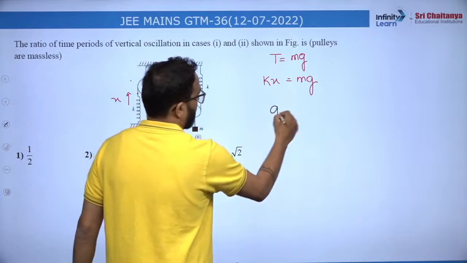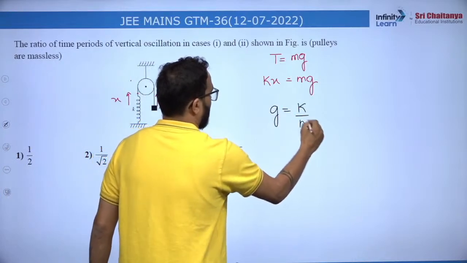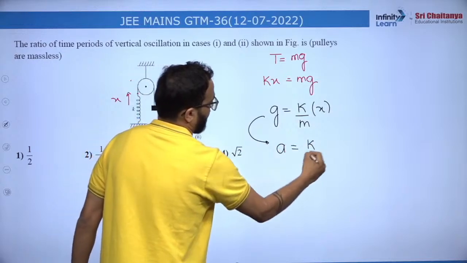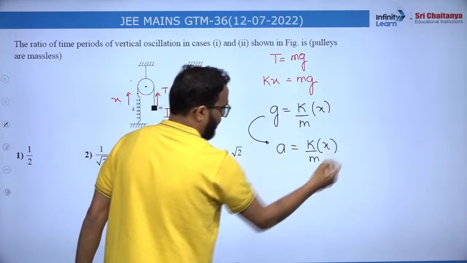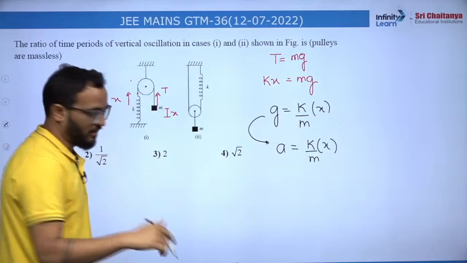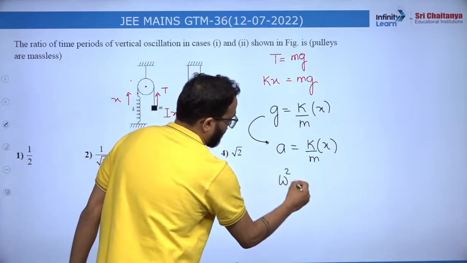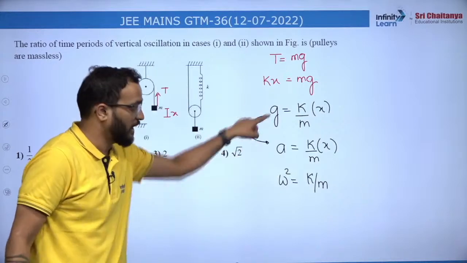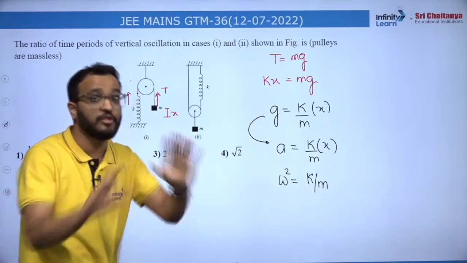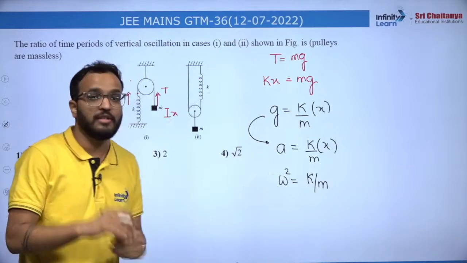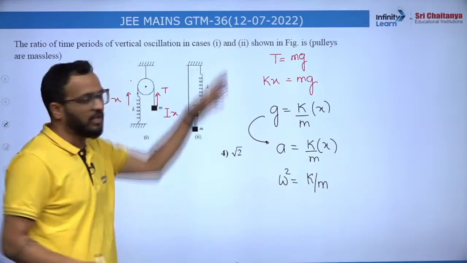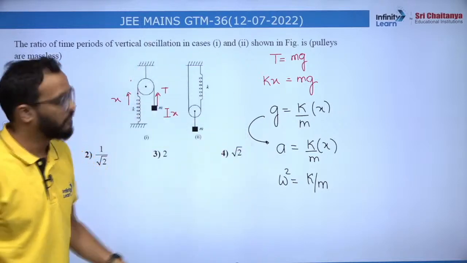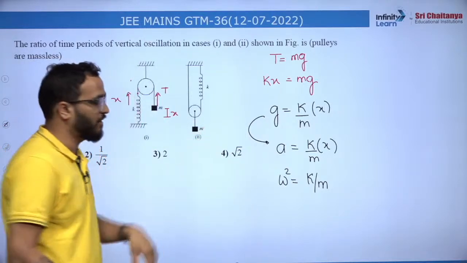So here you will say g is k by m into x. From here you can say the acceleration will be k by m into x. So k by m is omega square, right? Omega square is k by m. Obviously this is wrong, I cannot replace g with a suddenly, but still I am doing it because it will work. Otherwise you will go with a longer method, no problem. Properly write down all the forces and then solve it, but I am just telling you a trick which will work in your examination time.